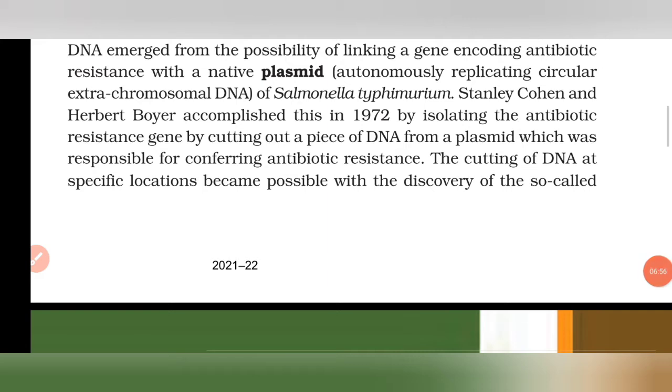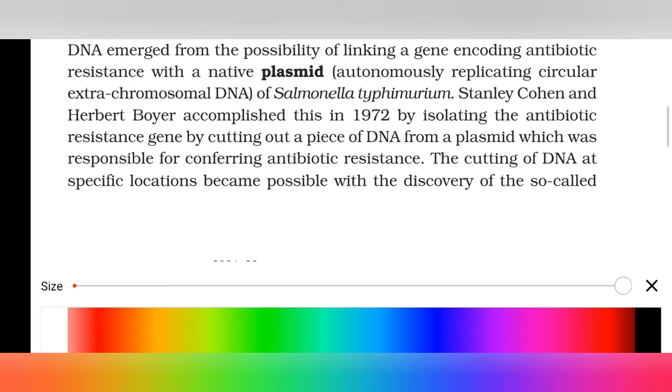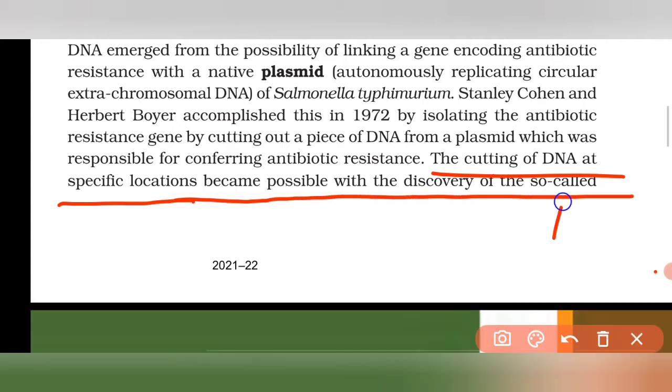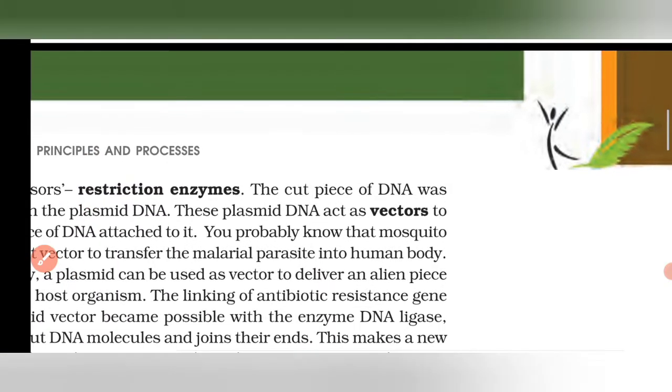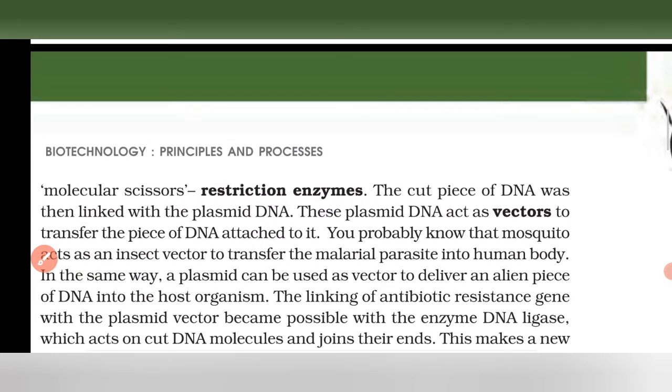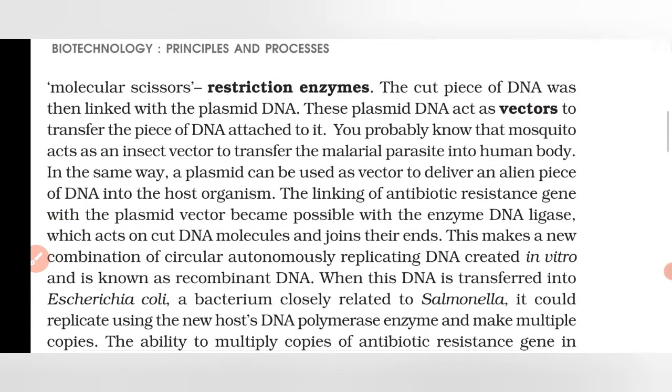And when you clone any gene, it should first be removed or cut out from the plasmid or its original DNA. This cutting of DNA became possible because of the discovery of the so-called restriction enzymes, molecular scissors. They are also called molecular scissors or restriction enzymes. They cut a piece of DNA, and this cut piece of DNA was linked with the plasmid DNA, and the plasmid DNA then acts as a vector to transfer the piece of DNA attached to it.